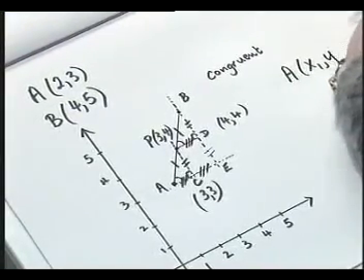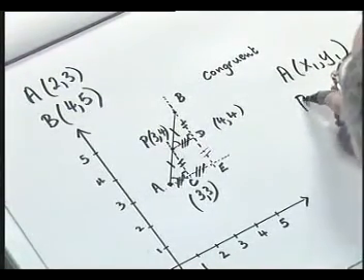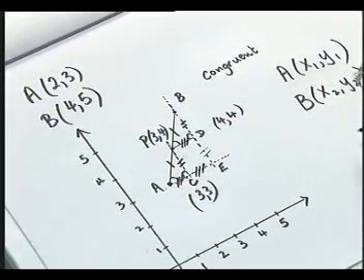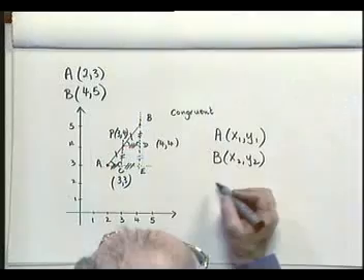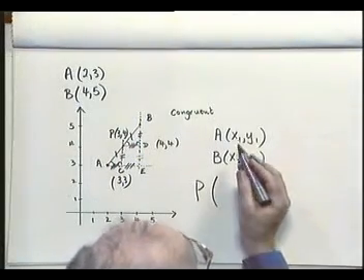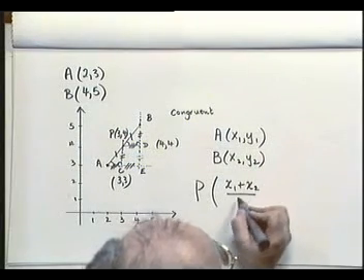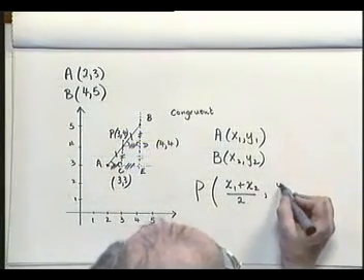So in general, if we have a situation where we've got a point A, (x1, y1), and point B, (x2, y2), the coordinates of the midpoint of the line AB are the average of the x-coordinates and the average of the y-coordinates.